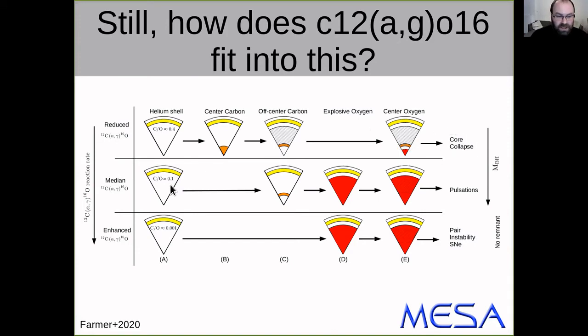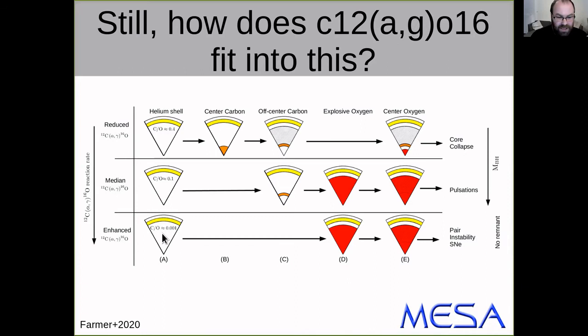When the rate is larger, you've got less carbon, so your carbon burning then becomes less energetic, it's less stabilizing to the star, so you'll undergo these pulsations which drive mass off the star, and you'll end up with basically a lower mass black hole.